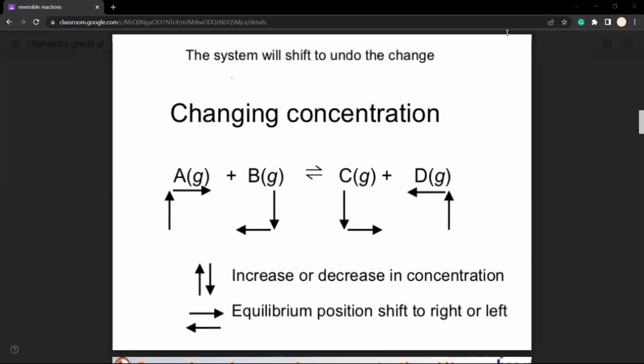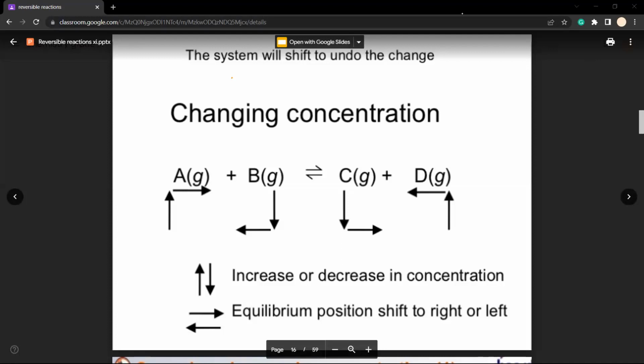So if we increase A, the reaction is going to go forward, right? If we decrease the concentration or we remove B, then the reaction is going to go backward. If we decrease C, then the reaction is going to go forward. And if we increase D, the reaction is going to go backward. So this is how we need to remember how the concentration affects the reversibility of a reaction.